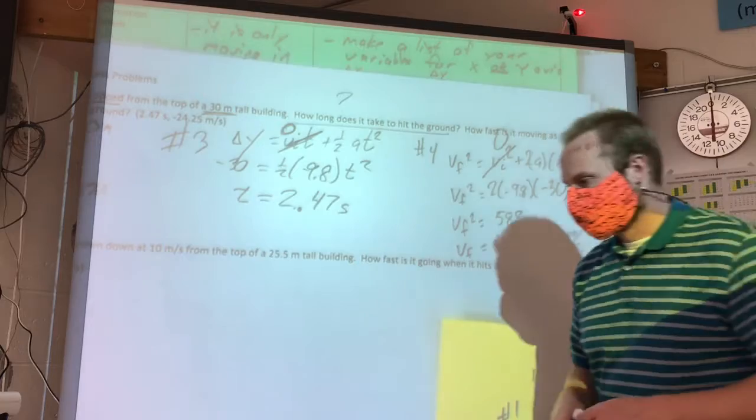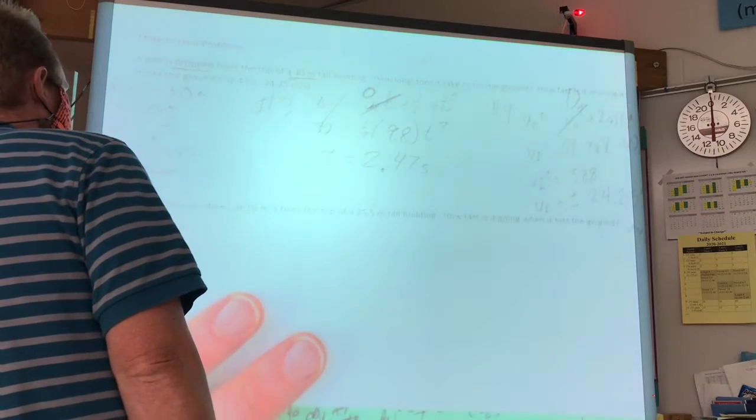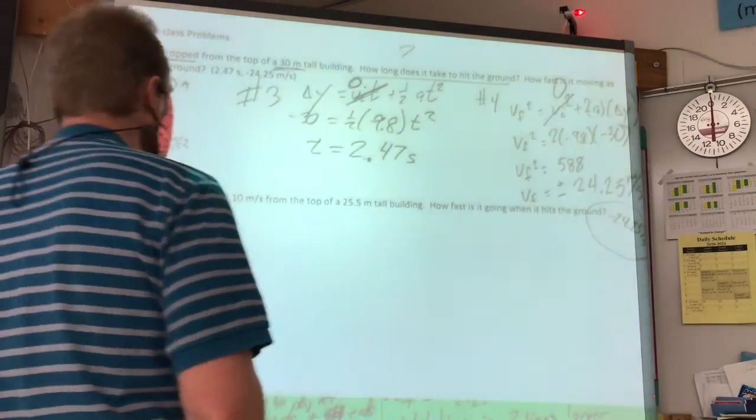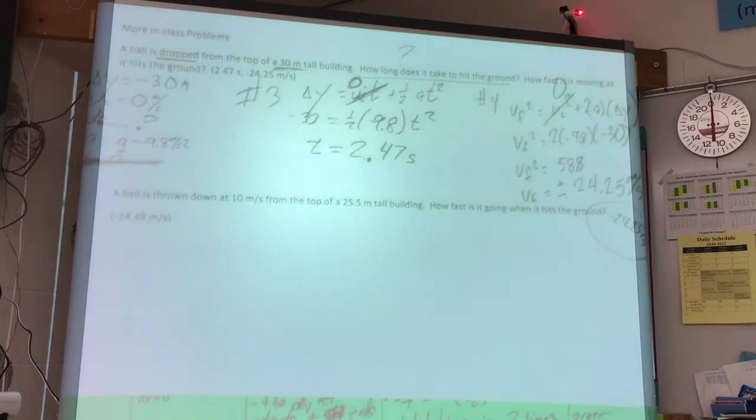Try the next one. The next one's similar. There's just a slight variation to this. It says a ball is thrown down at 10 meters per second from the top of a 25.5 meter tall building. How fast is it going when it hits the ground? If you haven't started that one, take a moment to do that.